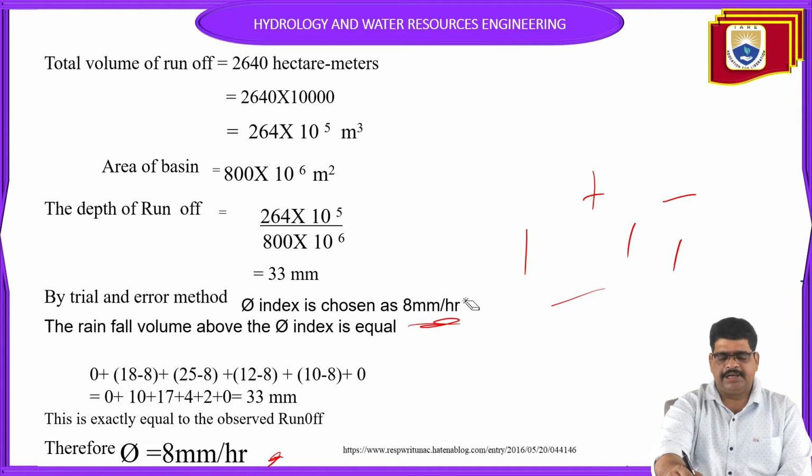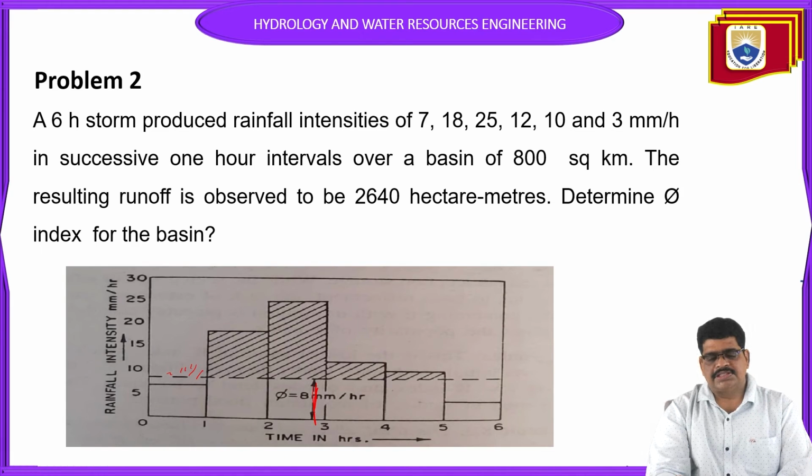This is a very important problem. It is given in the GATE exams many times. Over a 6-hour period, the rainfall intensity and hours are given, and the area is given. Determine the Phi index of the basin. We already solved this, so the second problem is also similar. Hope you understand this one.